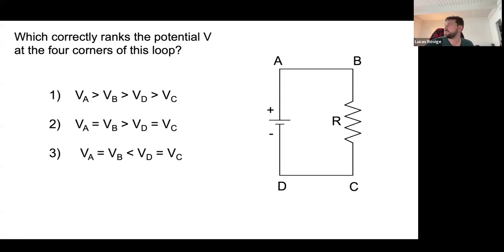Yeah, it's choice number 2, because the first thing is, those 2 points here are just connected by a wire. So assuming wires have no internal resistance or negligible internal resistance, they have the same potential. They're basically the same point. And then this point here, A, is connected to the positive side of the EMF source, and so it will have a higher potential. And this is connected to the negative side of the EMF source, and so you'll have a lower potential.